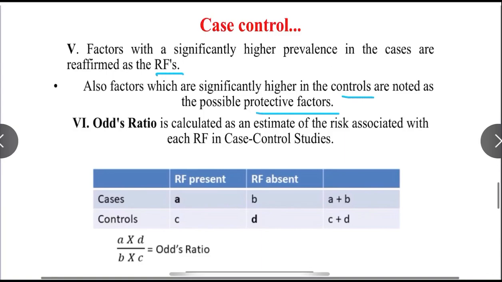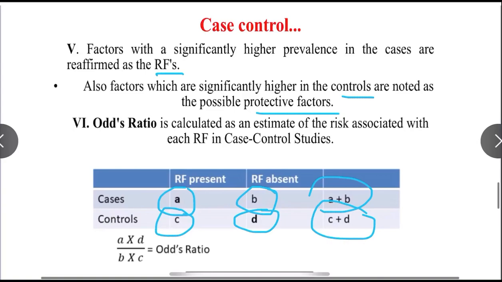Then for the risk factor, to identify the risk factor, we do the odds ratio. How we do the odds ratio, we're going to see in the following table. We have the cases, A plus B, and the controls, C plus D. Cases A have the risk factor present and B cases have the risk factor absent. Then C, risk factor present, and D, risk factor absent.